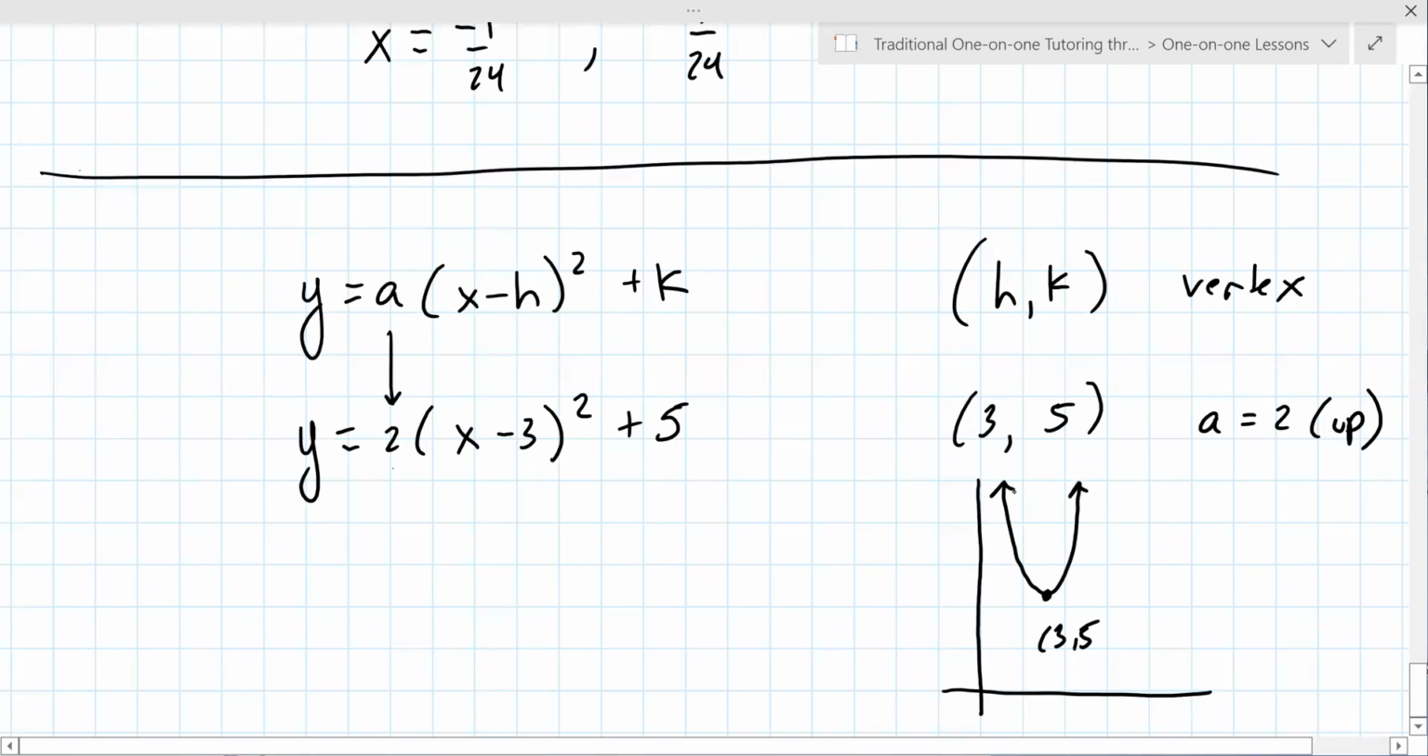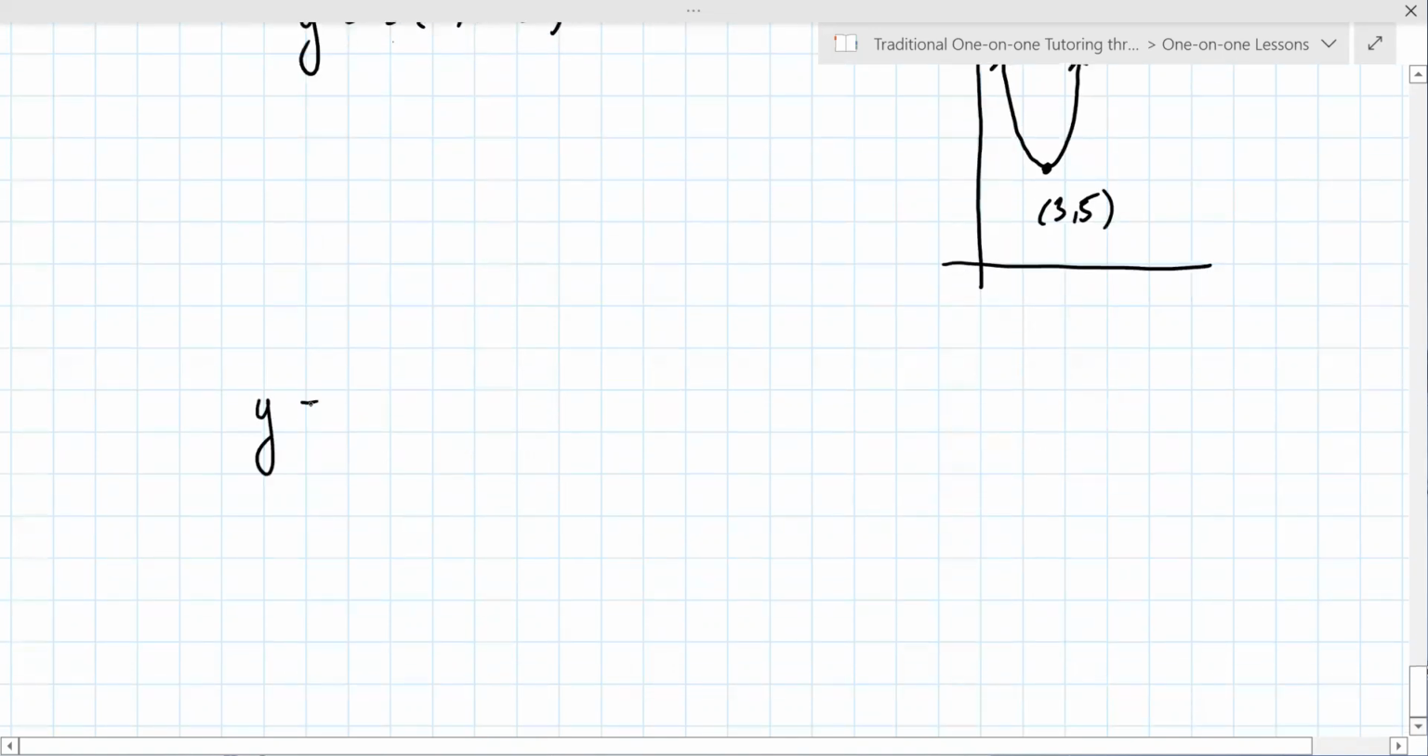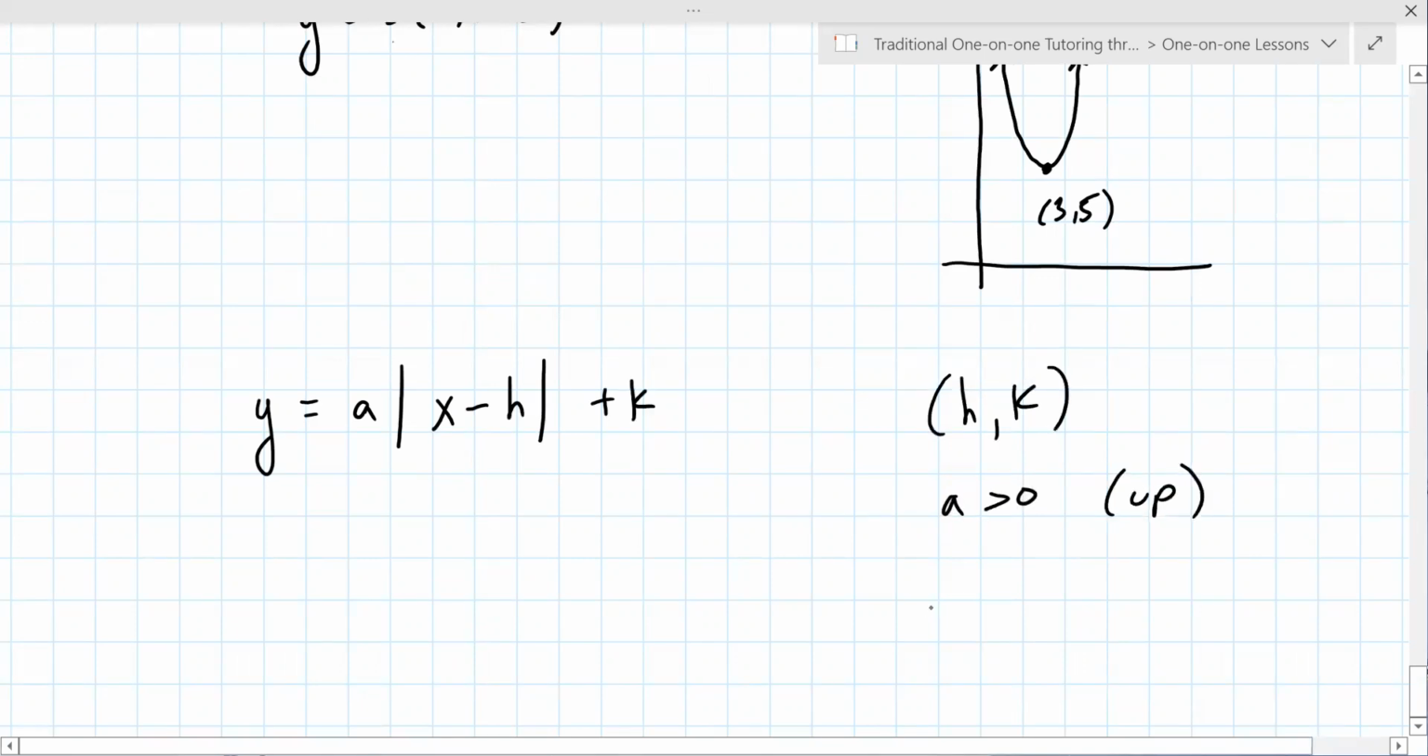Does it cross the x-axis? No. Now, similarly, we can do the same thing for absolute value: a absolute value of x minus h, oops, there's no square, sorry about that, plus k. It too has a vertex at (h, k). A greater than 0 means it opens up. A less than 0 means it opens down.